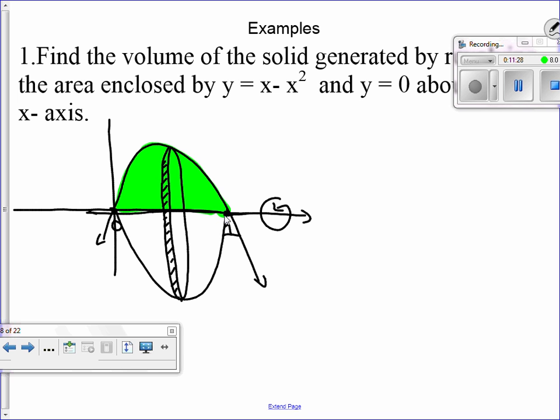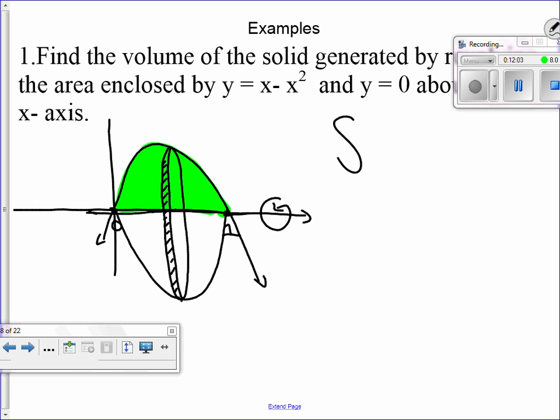If you took one rectangle, one strip perpendicular to the axis, and spun it around, you're going to have a disc like this. The idea is that to get the volume of the whole solid, you add up the slices, the volume of each slice of the bread, and then you get the volume of the whole loaf.